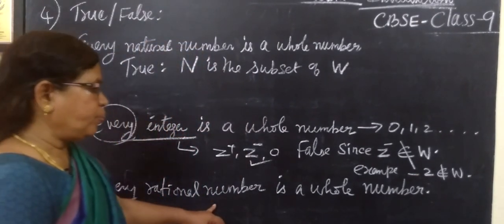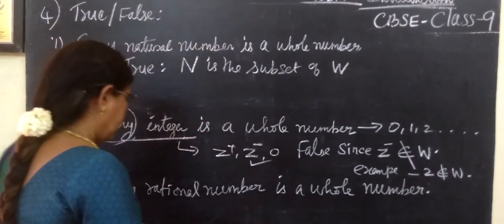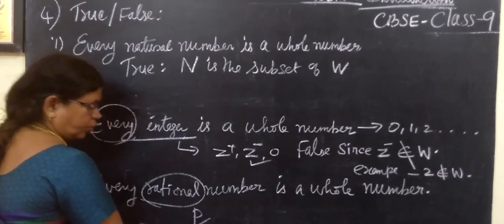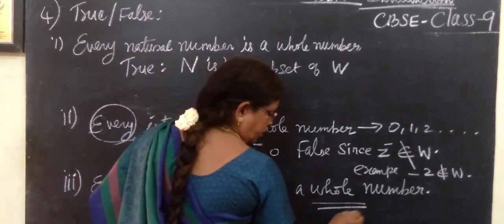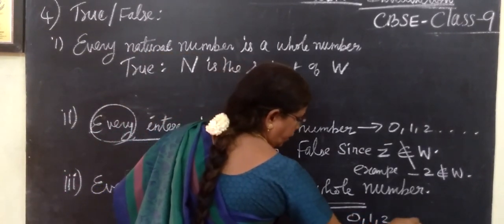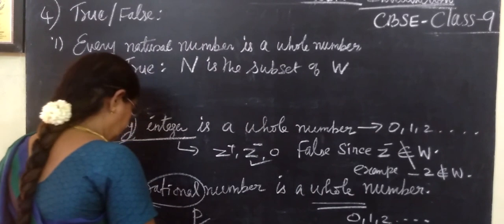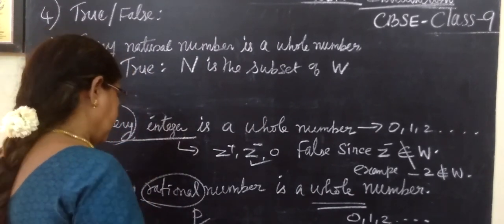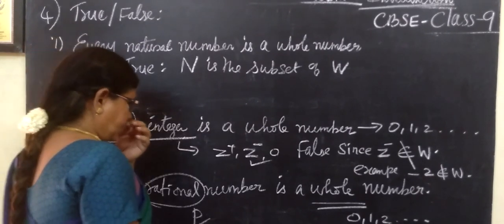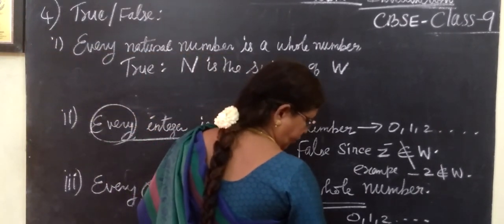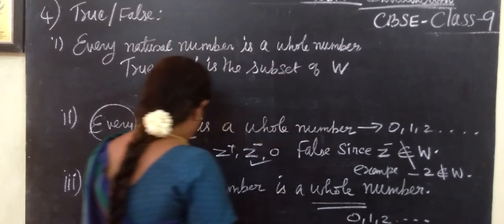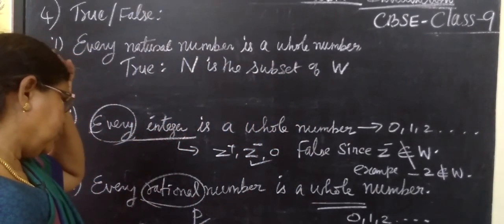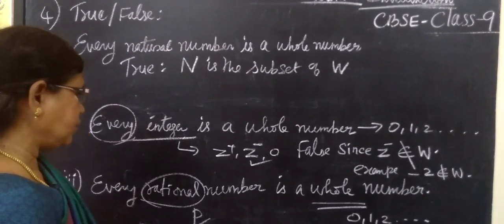Every rational number is a whole number. A rational number means it is of the form p by q, but a whole number is just 0, 1, 2, 3, etc. It is given every rational number, isn't it?